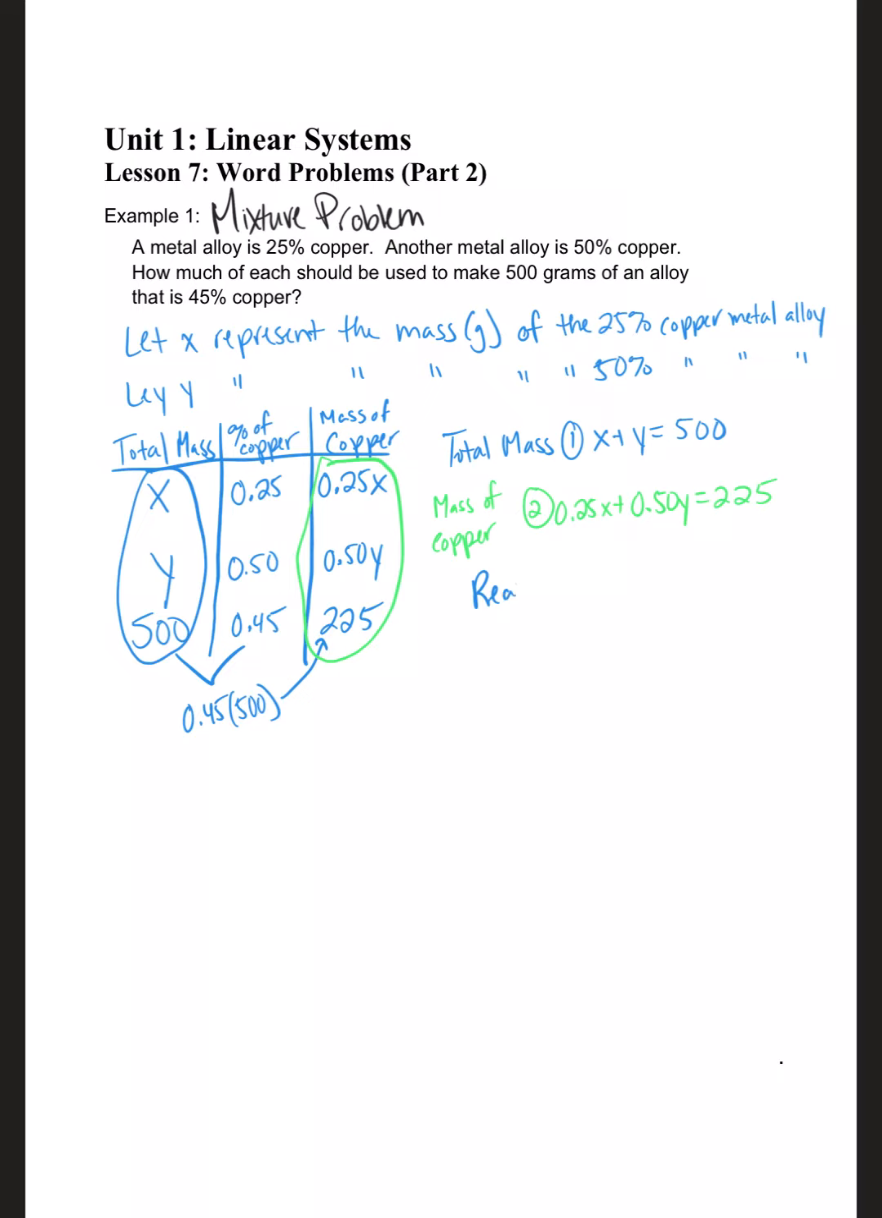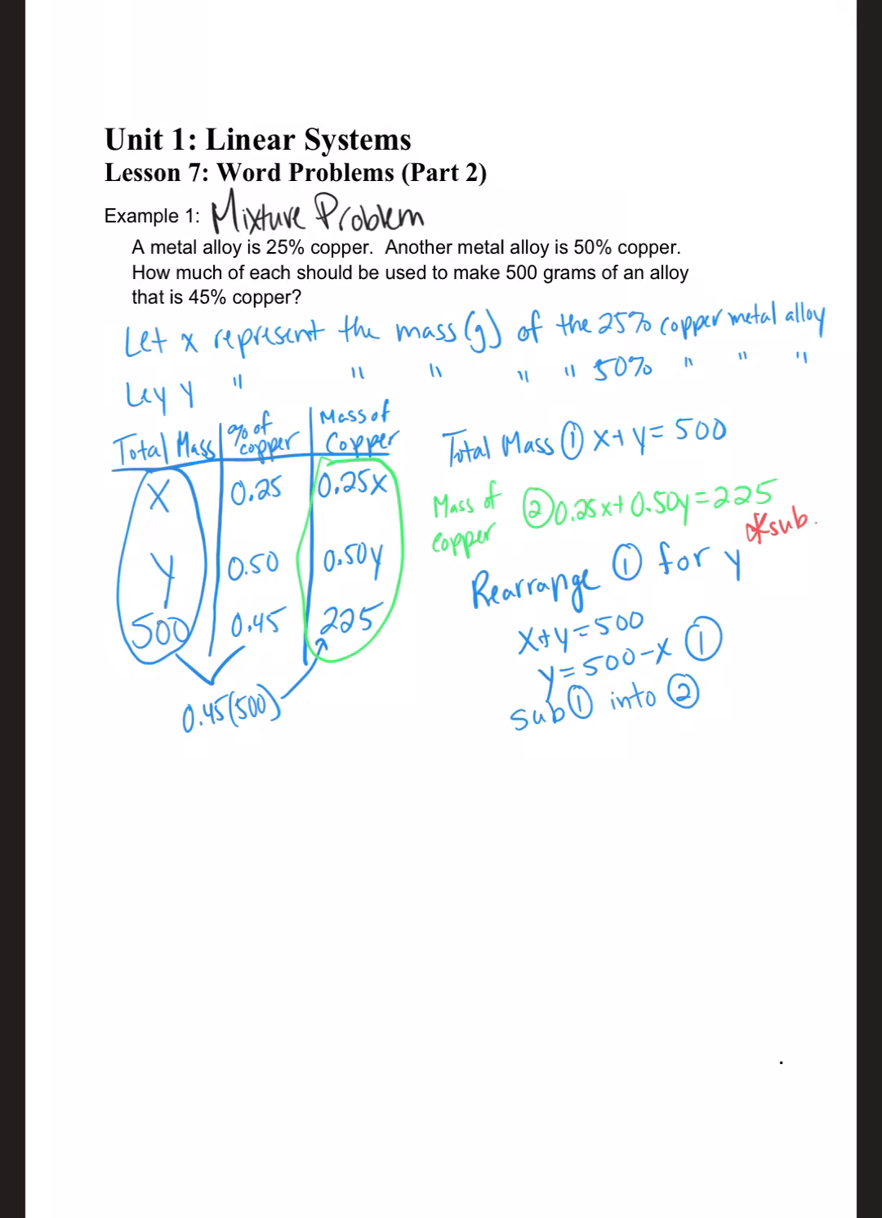So let's rearrange equation 1 for y. It doesn't really matter which one. We have x plus y equals 500. I'm going to rearrange it so I can get y by itself. So we'll have y equals 500 minus x. And I'm going to communicate what I'm doing. Now that I've rearranged, this is my new equation 1. We are going to substitute equation 1 into equation 2. I just want to make a note here that we are going to do substitution as our method.